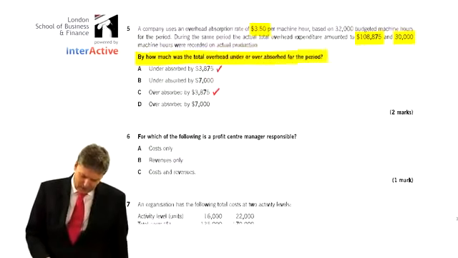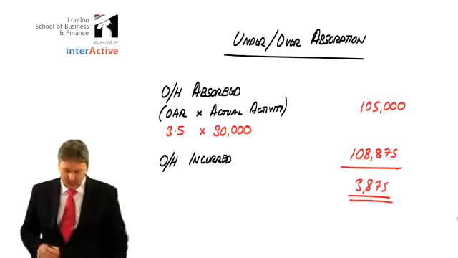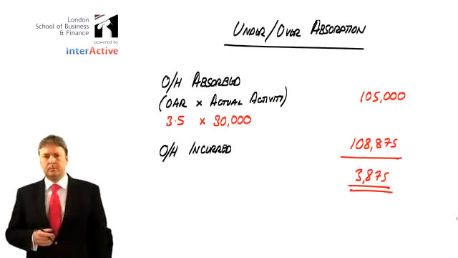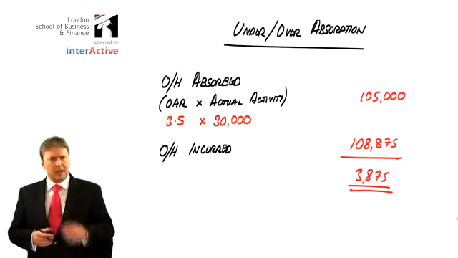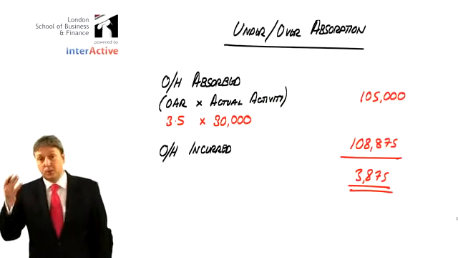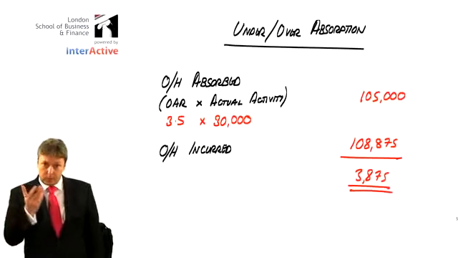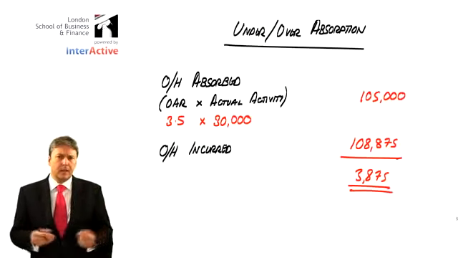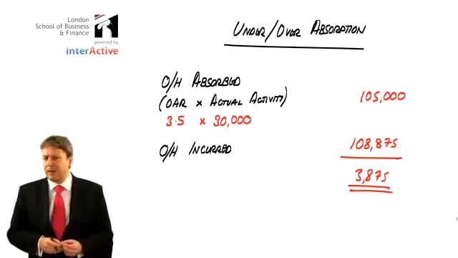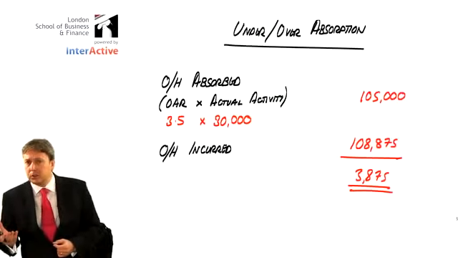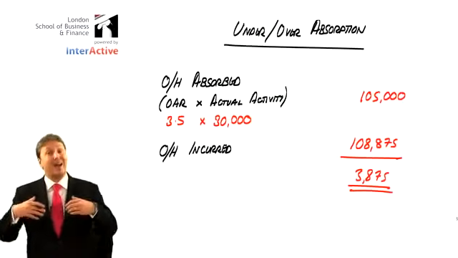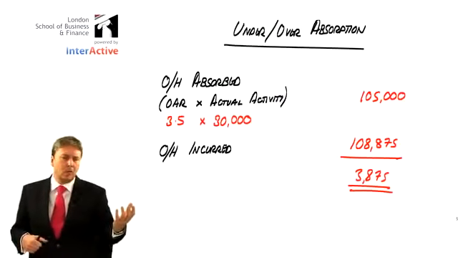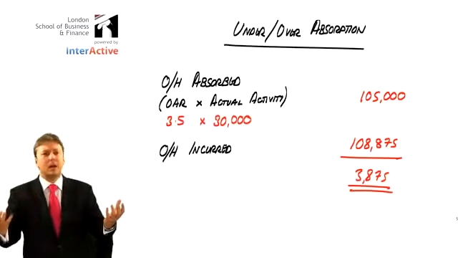Well, let's just think about what this all means. If we look at the numbers that we've calculated here, what is overhead absorbed? Well, overhead absorbed is the amount of overhead that we actually charged to the product and hence to the income statement. Overhead incurred, what's that? Well, that's the amount that we should have charged to the income statement. That's how much we've actually spent. So we should have charged 108,000 and we actually charged 105,000.